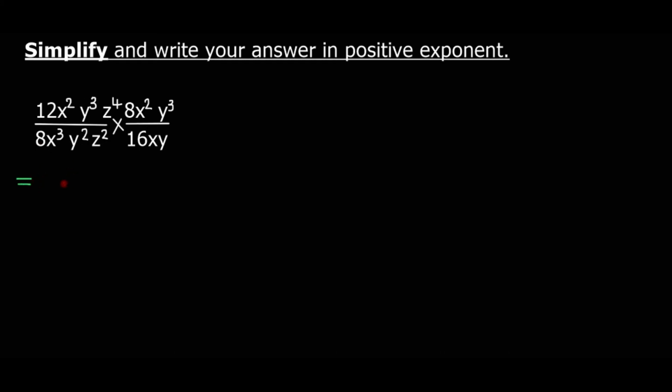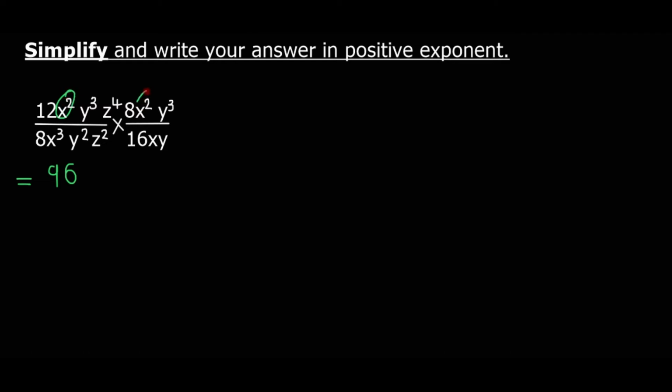This problem can be solved in two ways, but I prefer this method. I'm going to focus on the top part, the numerator, and then after that we look at the denominator. First I multiply a number by a number, and then after that I multiply the variables. This means 12 times 8, because the number 12 times 8 is 96, and then from here we look at the variables.